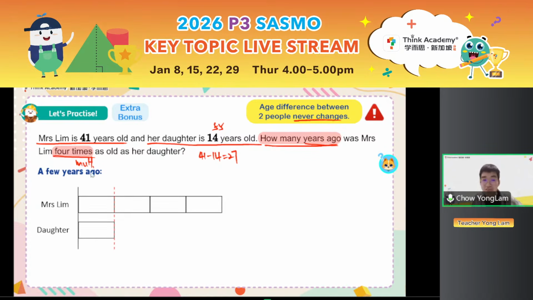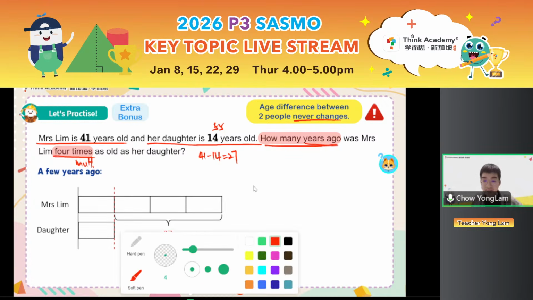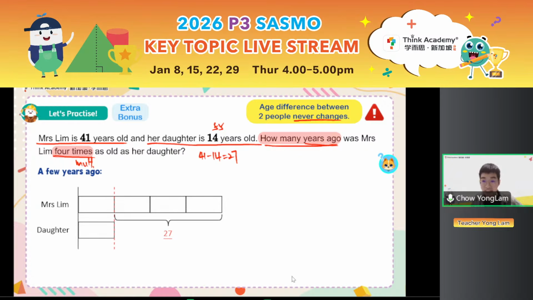So you know that a few years ago, regardless how many years ago it is, the difference is still 27, right? 41 minus 14 equals 27. You know that difference now, then a few years ago, the difference is still 27. And now you realize the difference here is 3 units. So 3 units is equal to 27. Okay? 3 units is equal to 27. So what is the value of 1 unit? 1 unit will be 27 divided by 3 equals 9. Okay? So 1 unit is equal to 9.